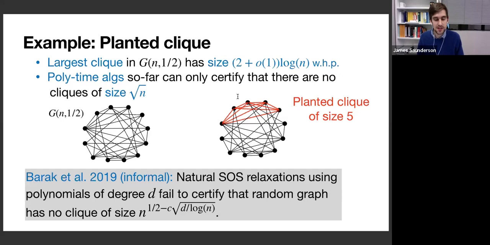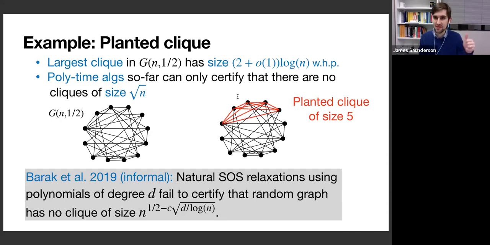And this tiny bit in the exponent is here because if you take the degree up to the size of the clique, then the sum of squares hierarchy computes the largest clique, and so this whole thing should fall apart. But as long as the degree is constant, for example, you're really not doing much better than square root of n, for which we already have algorithms. So this is some recent work in really trying to understand the limitations of sum of squares methods, particularly on random problem instances, which is quite a challenging set.